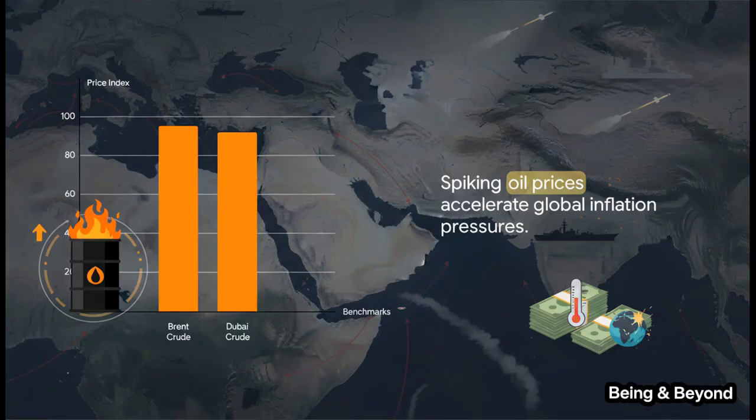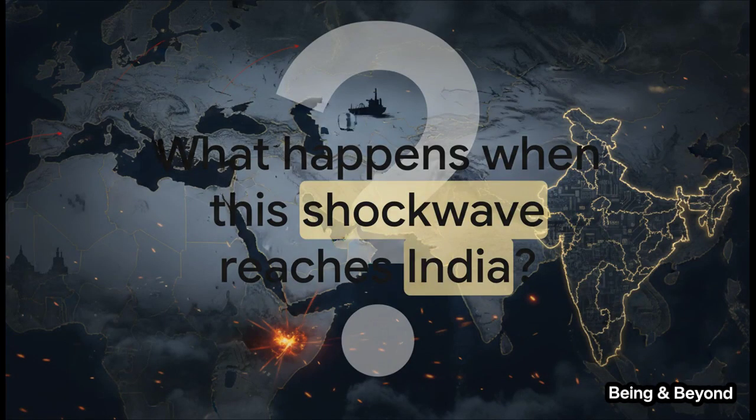Ultimately, this friction accelerates inflation pressures worldwide, forcing central banks everywhere to hike interest rates and completely rethink their macroeconomic assumptions. But for one nation in particular, these global ripples represent an acute systemic vulnerability. So what happens when this shockwave reaches India?